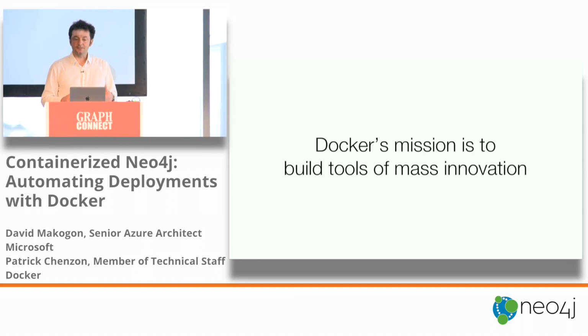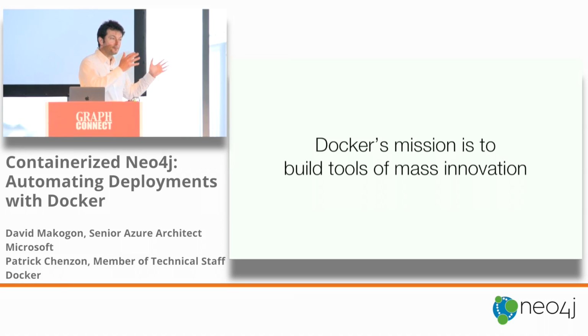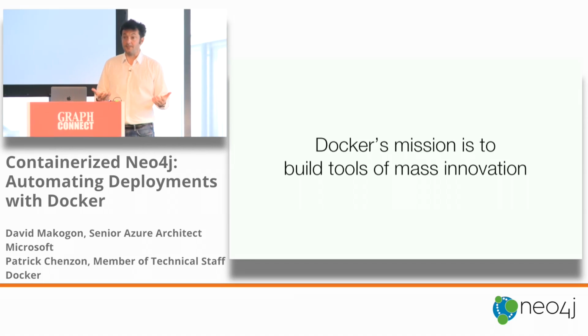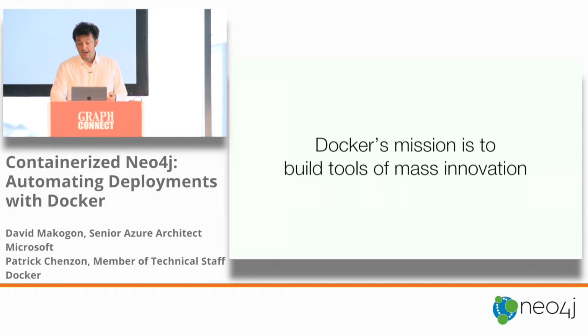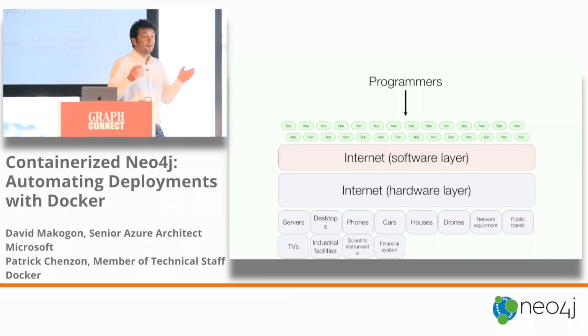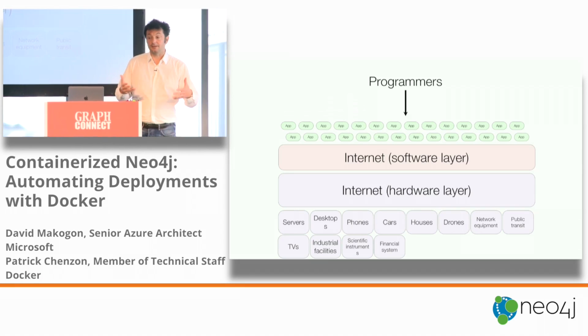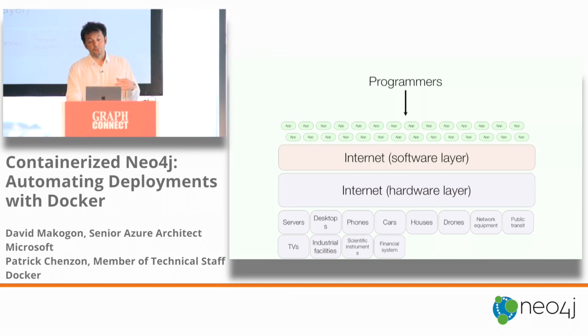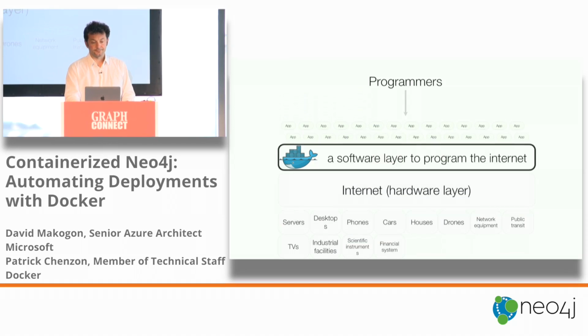Docker's mission is to build tools of mass innovation. What we mean by that is that there are lots of creative people out there, and one of the ways they can be creative is through programming. And then on the other side, you have the internet. And when you're programming for the internet, there are lots of silos. What we're trying to do at Docker is to build that internet software layer that allows you to program the internet across silos.